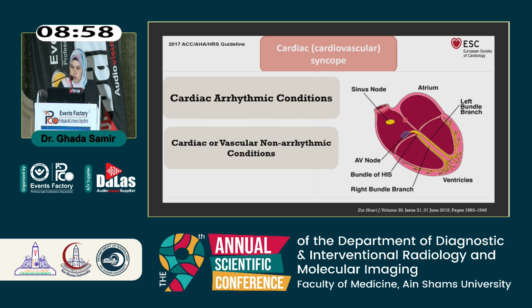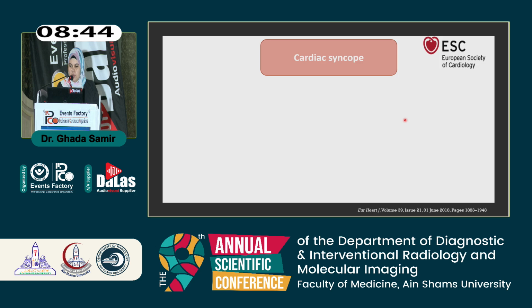The American Heart Association and the European Society of Cardiology classified the cardiac causes of syncope into arrhythmic conditions and vascular and cardiac structural non-arrhythmic conditions. As regards arrhythmia, it is the primary cause of syncope, and it may be inherited, for example, like Brugada syndrome, or an acquired structural cardiac cause. A structural cardiac cause with any focus of fibrosis may be a cause of arrhythmia.